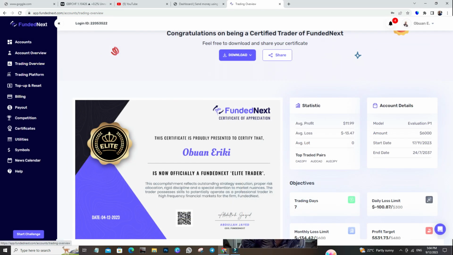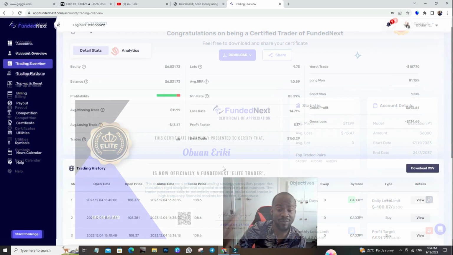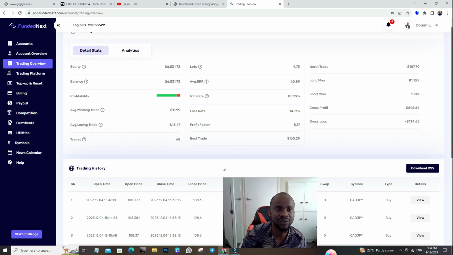So that's it. I'm in the second phase. I'm in the drawdown for now. I want to see how it goes. If I blow the account, no problems at all, but I believe I should be able to come out successful and be able to pass the second challenge. I'm looking forward to an exciting outcome of this particular account.